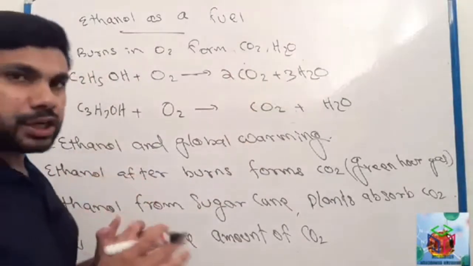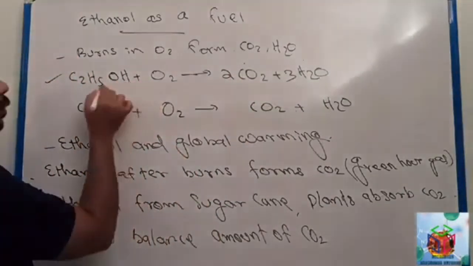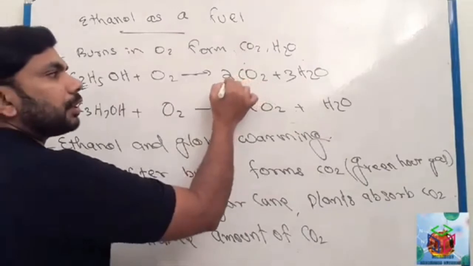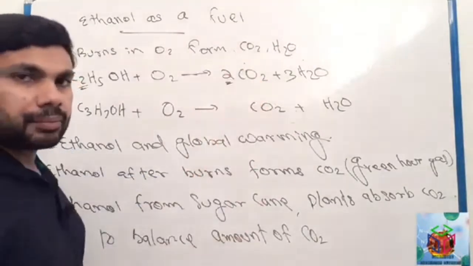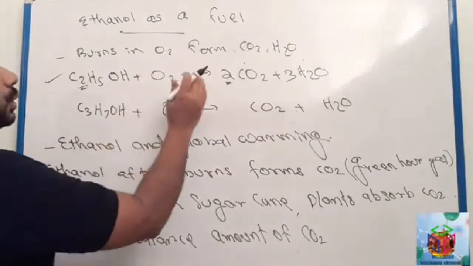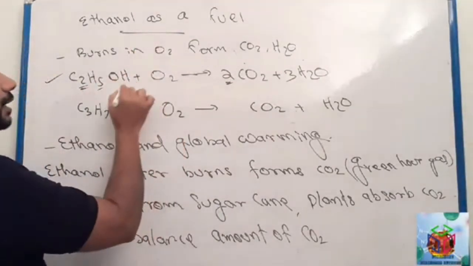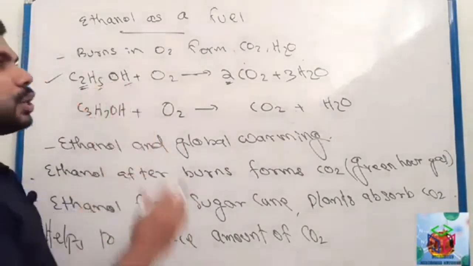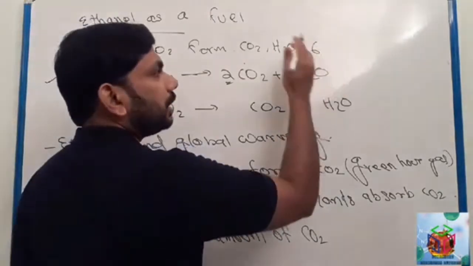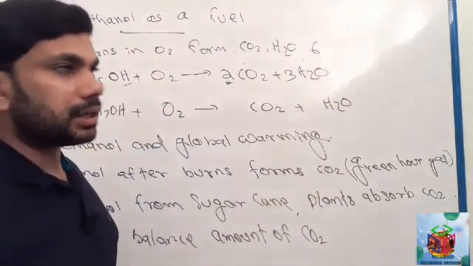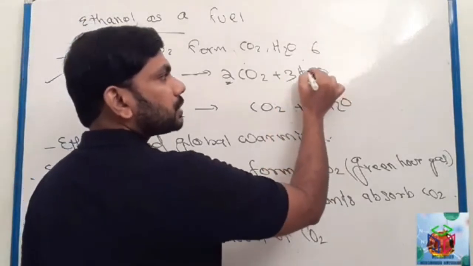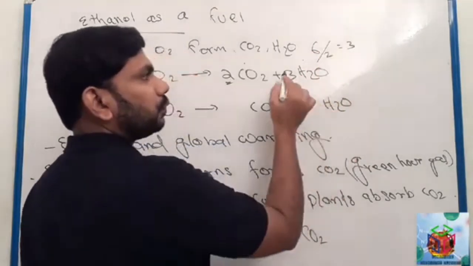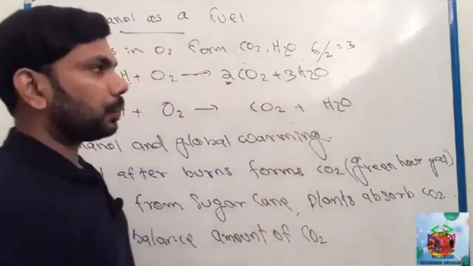To balance this equation, look here. C2H5OH has 2 carbon, so the number of carbon dioxide will be 2. On the left hand side there are 6 hydrogen: 5 here and 1 here. So we need 6 hydrogen on the right hand side. H2O already has 2, so we need 6 divided by 2, which is 3. So we write 3H2O.